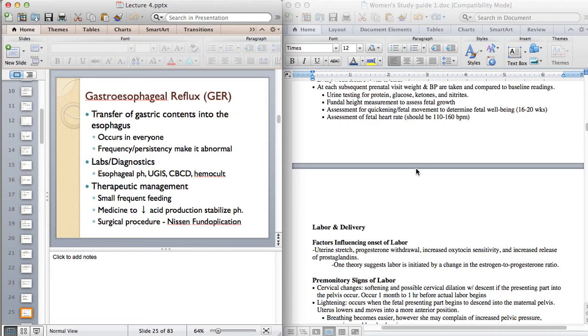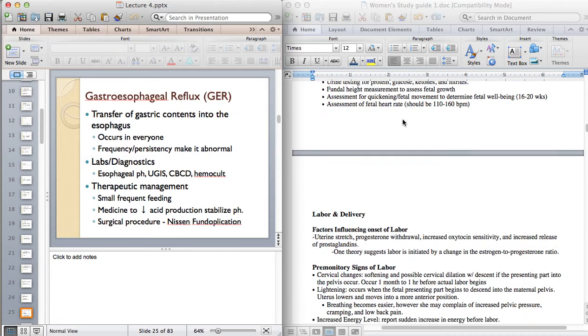Once fundoplication is done, this child will not be able to burp again because the sphincter is now sewn together. It does not have that natural ability to open with increased pressure to let the air out when they want to burp. So now this child will have to let their air out through the other end. Or if the child has a G tube, then you have to vent the G tube. Okay.